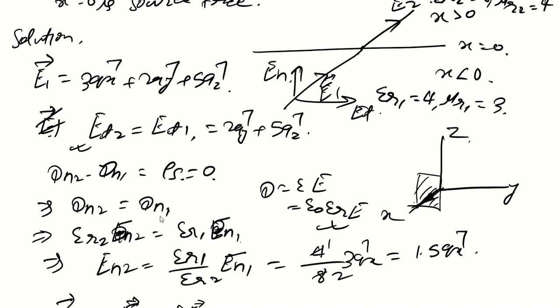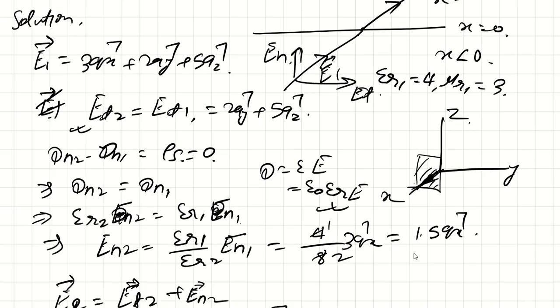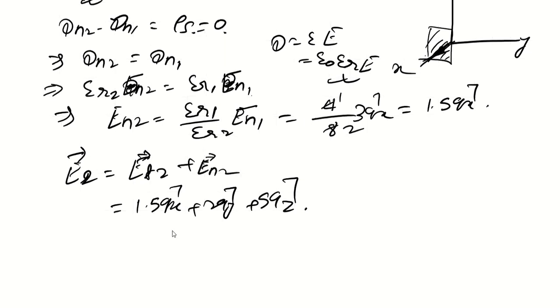Now these electric fluxes are equal, so if I convert this to electric field, then epsilon will get multiplied, and this epsilon naught is getting multiplied on both sides, so that got removed. So only relative permittivities are there in the picture. So this is how I have simplified En2 and found out 1.5 ax. So this is the thing that you have got.